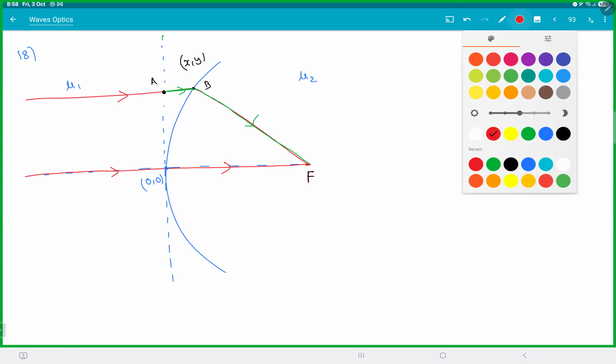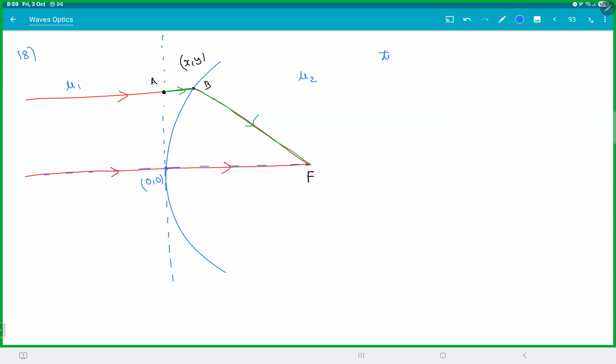So can I say like this? Time taken to go from A, B, F must be equal to time taken to go from O to F. Wasn't that the whole point? So when you're going from A to B, what is your speed? You're traveling in the mu1 medium. So this is AB by c by mu1, and this is BF by c by mu2, just the speed changed. This O to F is anyway traveling only in mu2.